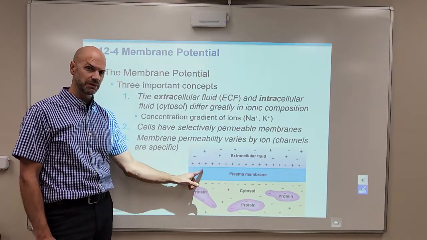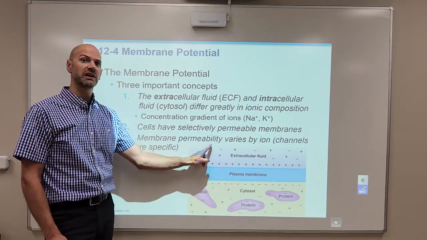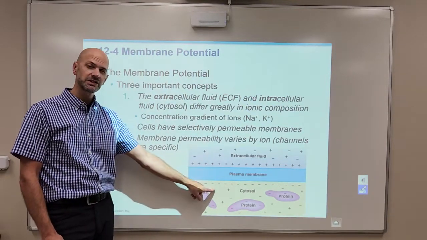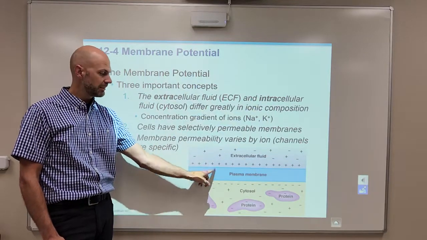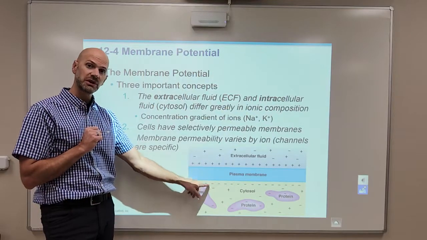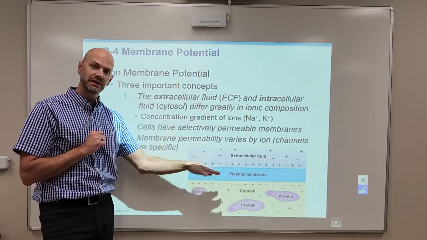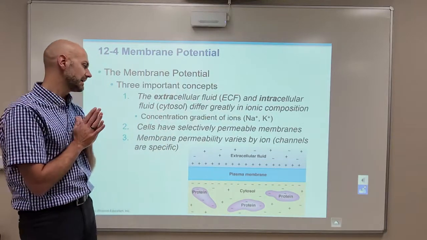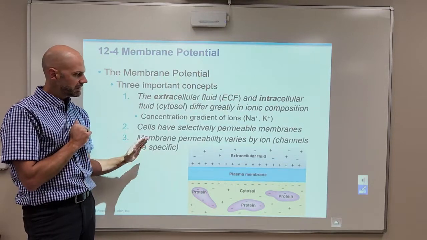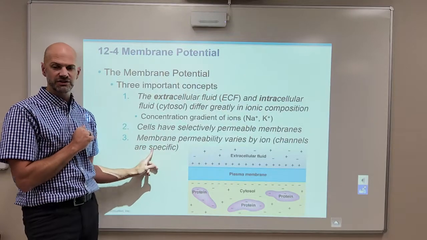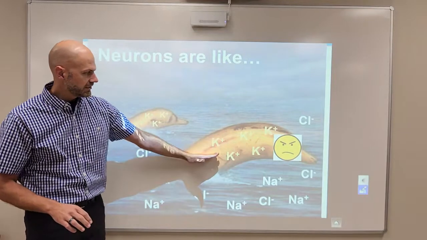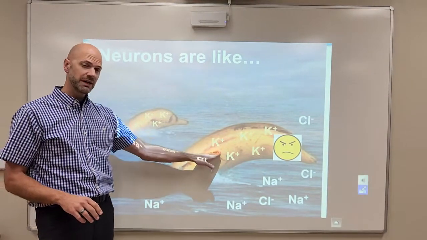When something is permeable, that means that ions or molecules are allowed to pass through. And we say it's selectively permeable because only certain ions are allowed to move. The proteins that exist here in the membrane are very ion specific. Sodium channels move sodium, potassium channels move potassium, and the various pumps with the names on them can move only those ions. Number 3, the membrane permeability varies by ion, that is, the channels are specific.